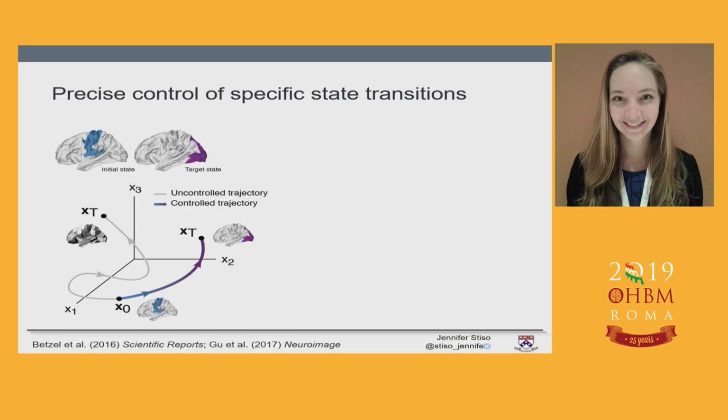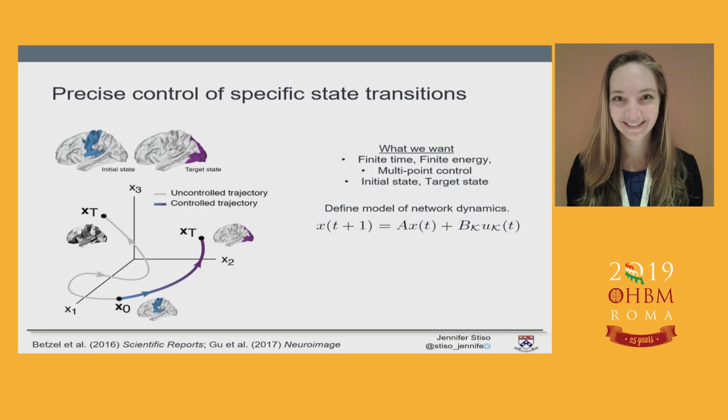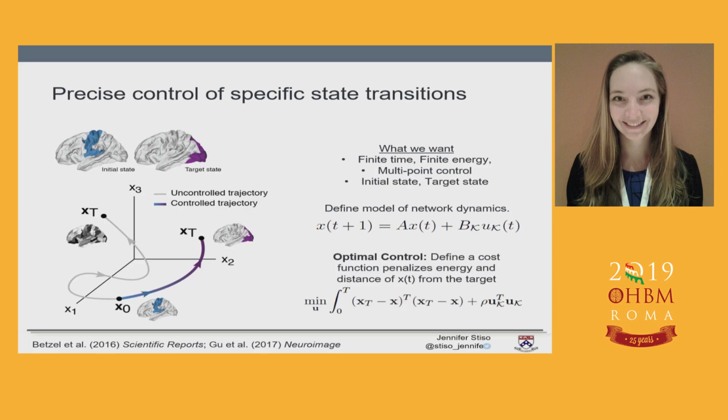So we need to update our model a little bit. So what we want is, for finite time, finite input or energy, for a specified initial and target state, and given this model of dynamics, we want to know how easy is it to get to our target state, and can we make it any easier? And we can answer this question with an optimal control model. This is essentially just a cost function that is minimizing the input and the distance traveled away from your target state for a given control setup. So you can compare different networks, different control sets, and different initial and target states to find out which transitions are going to be easier, and then the idea is that those would be better candidates for stimulation.